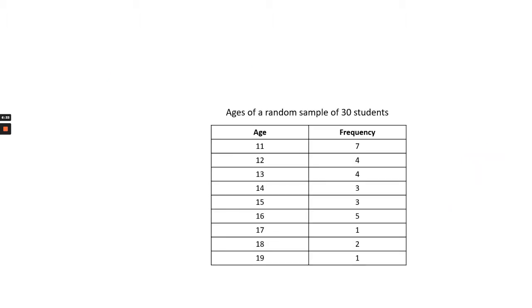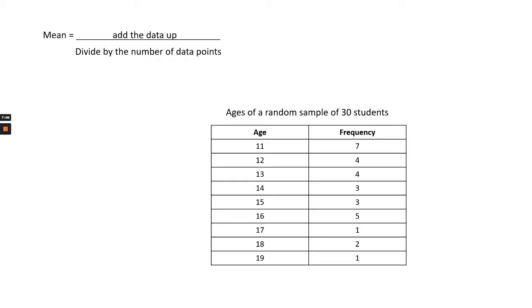Now, lastly, we want to have a look at the mean. Now, I know that if this was 30 bits of data all written out, I would add all the data up and then divide by the number of data points. Now, to do that with a table like this, there's a really easy way of doing it. When I add up all the data, I want to sum up every single age. I want to add all the ages together.